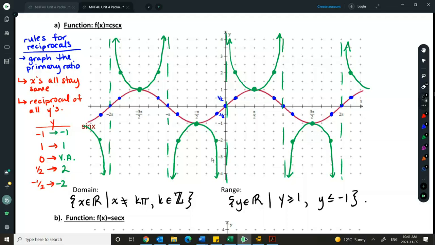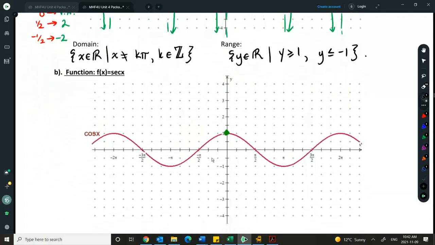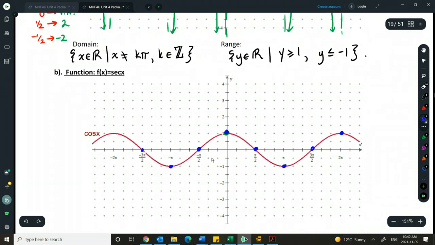For secant, it's the exact same thing, except obviously the asymptotes will happen in different locations and the halves and negative halves will all happen in different locations. So same rules here. Let's mark off the important points. All the ones, negative ones and zeros, we'll mark those off, and then we'll mark off all the halves and negative halves as well. So the halves and negative halves are happening, like, make sure they're in line with where y is a half.